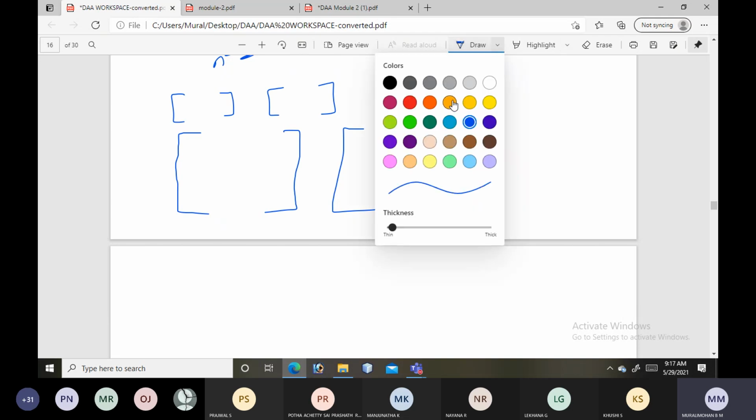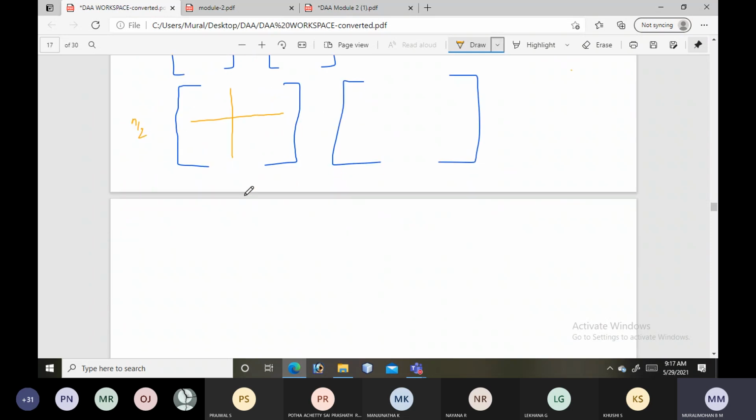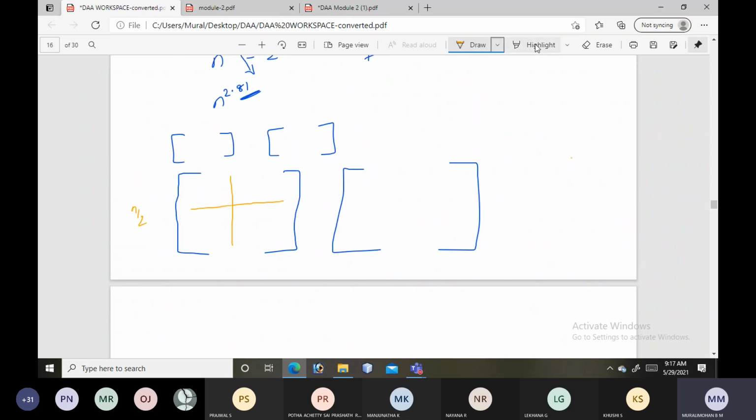So what we will do now? We should make it small. We should divide this into n by 2. So when we divide this, it will become like this. Now it is 2 cross 2. Yes or no? Let me take a 4 cross 4 matrix here, and here it is also a 4 cross 4 matrix, right?